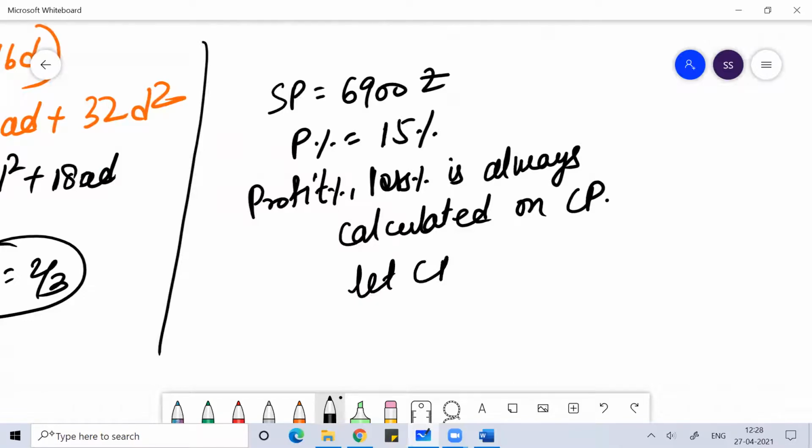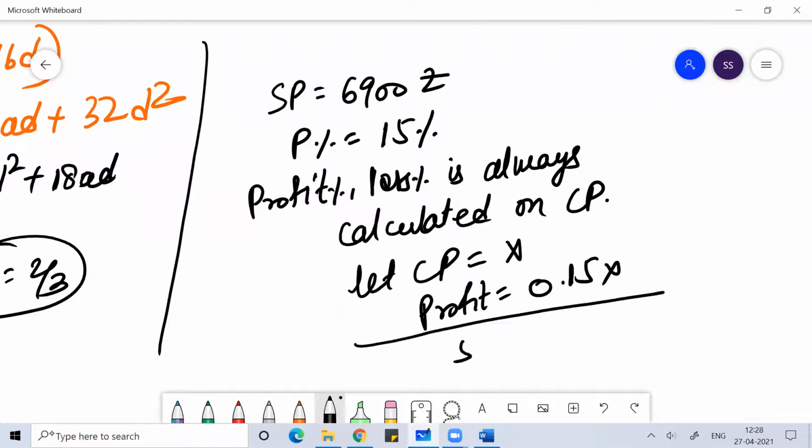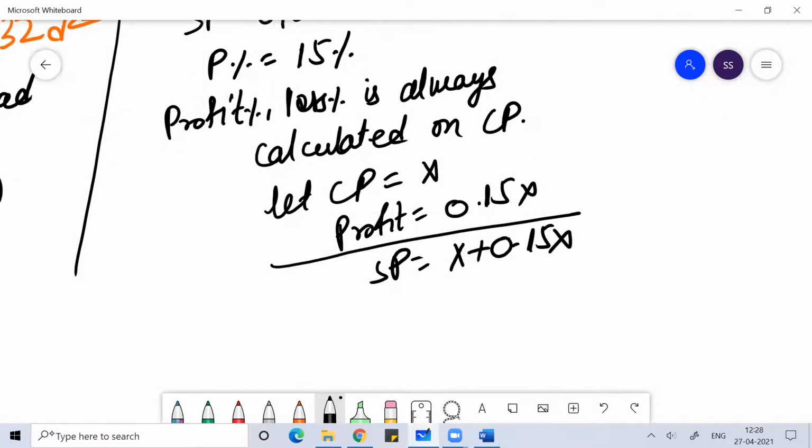So here, let your cost price be x, and your profit percentage is 15%. So your profit will be 0.15x. So your selling price will be x plus 0.15x. Selling price is cost price plus profit. So your selling price would be 1.15x.